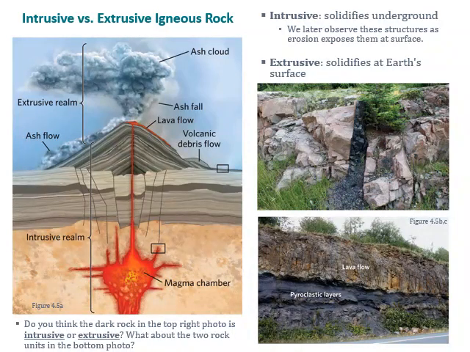Ash flows also, and ash clouds, once they fell to the ground, would be extrusive. So in the pictures to the right, which would you guess of the two is intrusive versus extrusive? You can pause your video now, think about it for a few minutes.